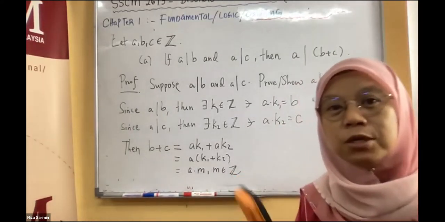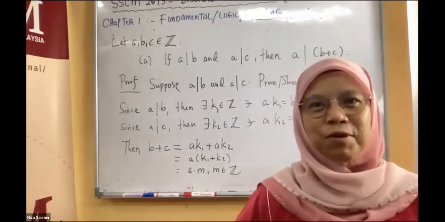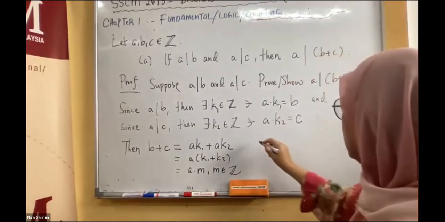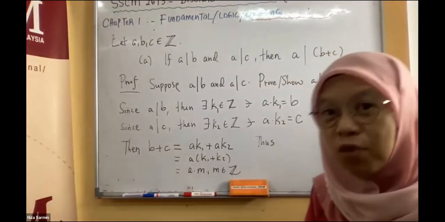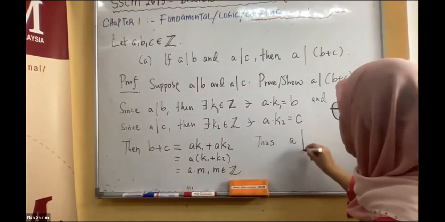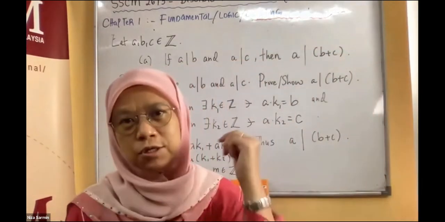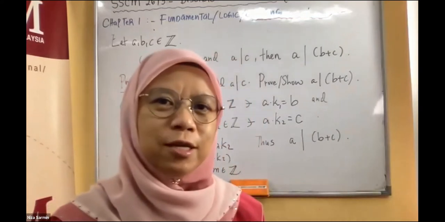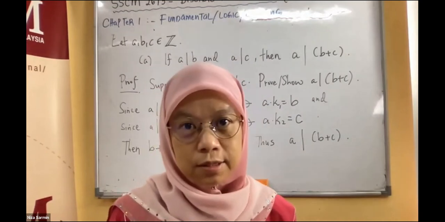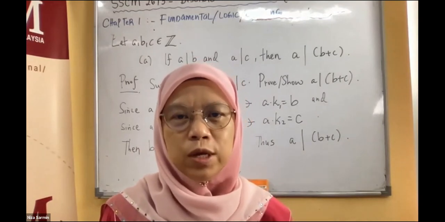Sometimes when you read papers or books, how come they know how to do this? It's because they have thought about it before, but you don't see the scrap paper, yeah? Thus, or therefore, because B plus C is A times M, thus you have A divides B plus C. The proof is actually not that hard, but how to put it together, right? Then you can try for the rest. Write out the proof for B, C, and D. Do it now.